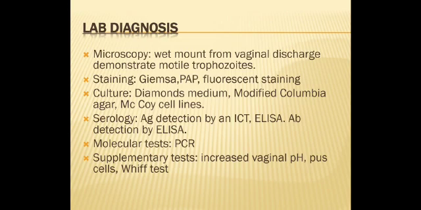Supplementary test, that is clinical diagnosis, can be made by increased vaginal pH and whiff test, that is increased ammoniacal levels in the vaginal discharge. That will give you a clue that the vaginitis may be due to Trichomonas, and when we do a wet mount of the vaginal discharge we can see the trophozoites, that will confirm the diagnosis.